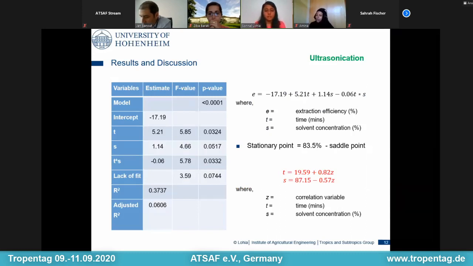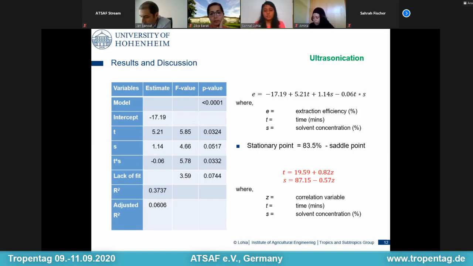To obtain the optimized model, an ANOVA analysis was performed, and the final optimized model was shown here, which is E equal to minus 17.19 plus 5.21 T plus 1.14 S minus 0.06 T into S. Here, T and S are the time and solvent concentration, and E is the extraction efficiency. As can be seen, the third parameter, solid to liquid ratio, had no significant effect on ultrasonication, therefore is not a part of the final optimized model.